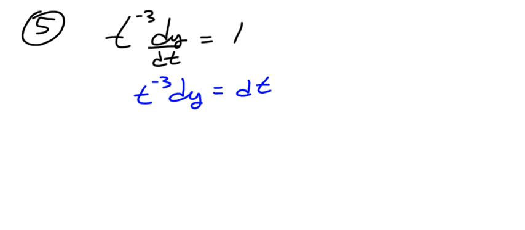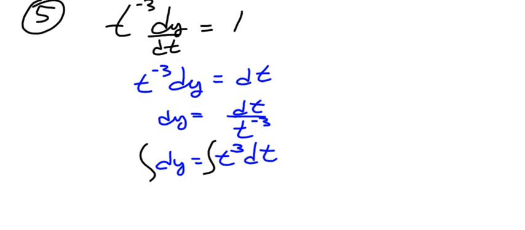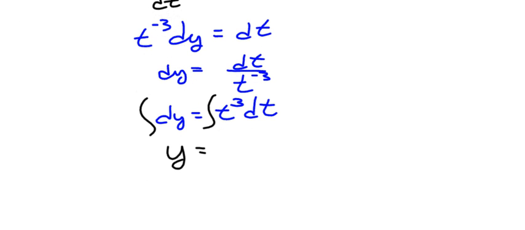And then from here, I'm going to go ahead and divide both sides by t to the negative 3. And then I'm going to go ahead and neaten this up by moving the exponent up so I get a positive exponent. And now I have it where a nice way I can take the antiderivative of both sides. And I get y is equal to t to the 4th over 4 plus c.